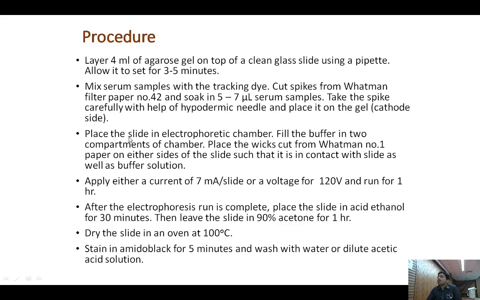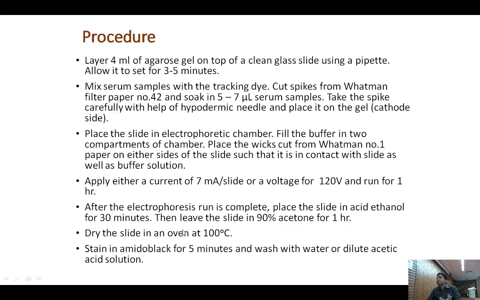Now this slide, which contains the supporting media and the spikes containing the sample, will be put in the electrophoretic chamber. Both sides you will fill with the buffer, and with the help of Whatman filter paper 1, which will act as a wick, you will connect the supporting media with the buffer chamber, and then electrical current will be applied, generally 120 volt, and it is run for 1 hour. After the electrophoretic run is complete, the slide is taken out from the chamber and put in acid ethanol for fixing the samples for 30 minutes.